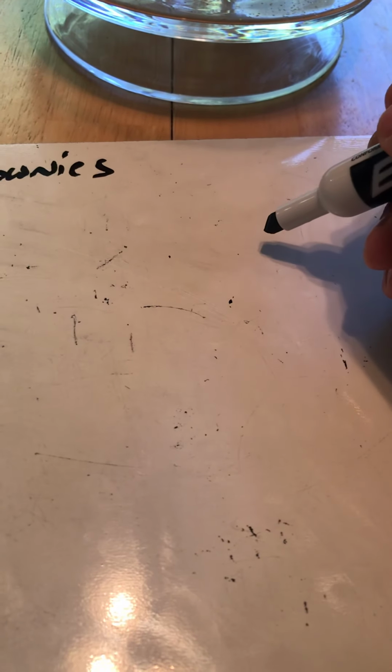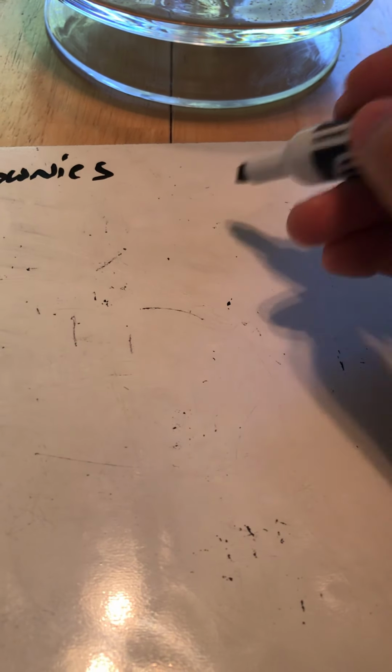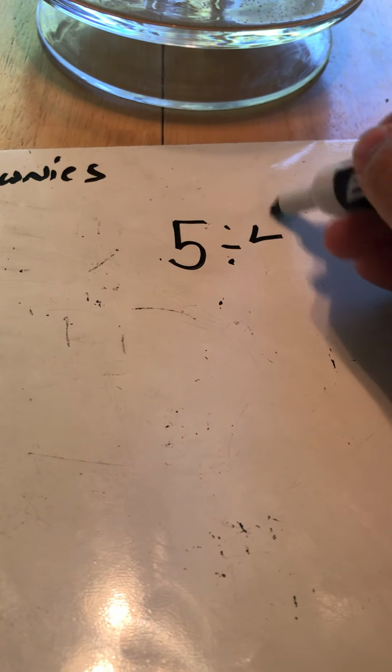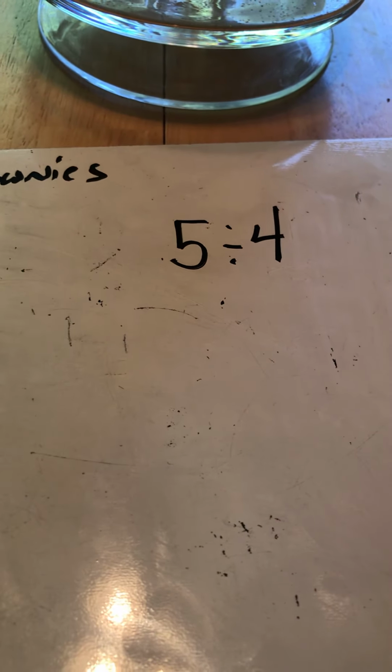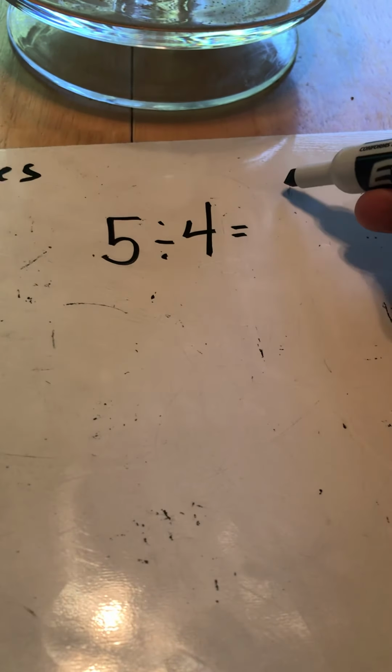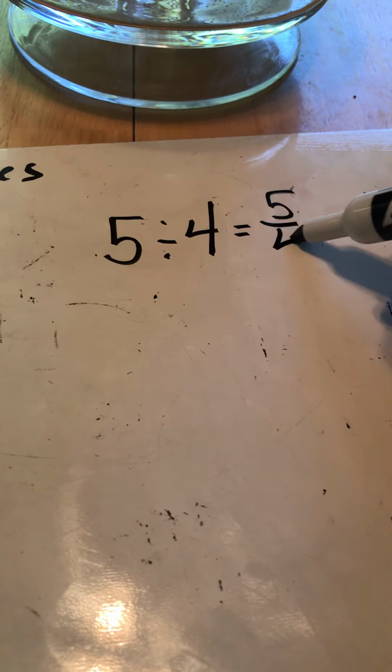So we have 4 people and we have 5 brownies. So our equation would be 5 divided by 4, right? And we could set that up as a fraction. It would look something like this.